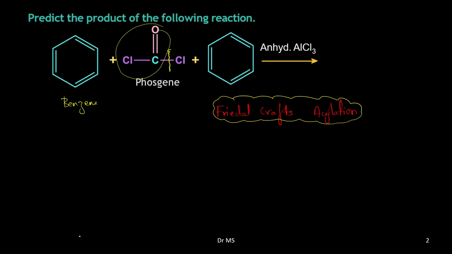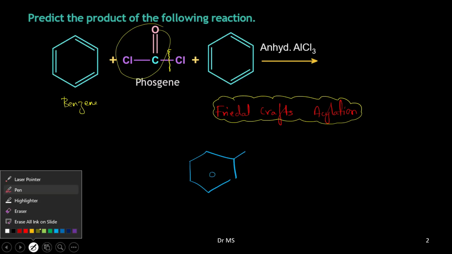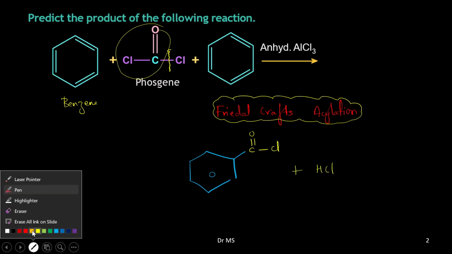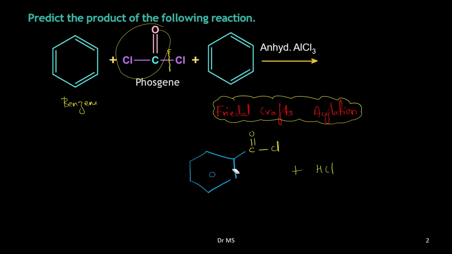So it will form... See, this entire product will just go and attach here. And whatever hydrogen is liberated, that hydrogen will bind with the chlorine and result in the formation of HCl. Okay. So what is the name of this?